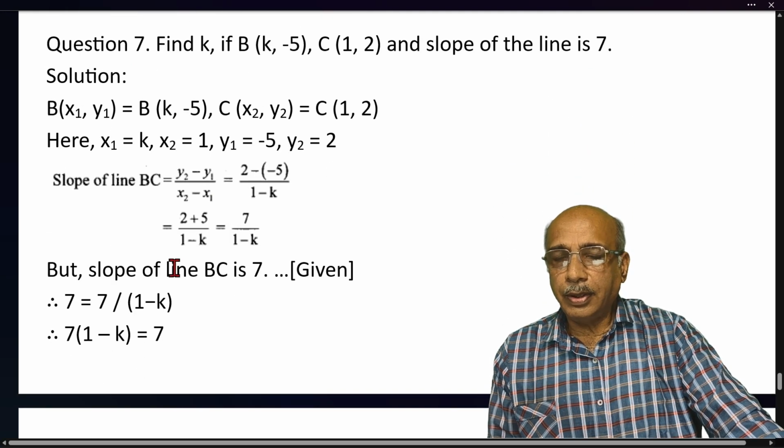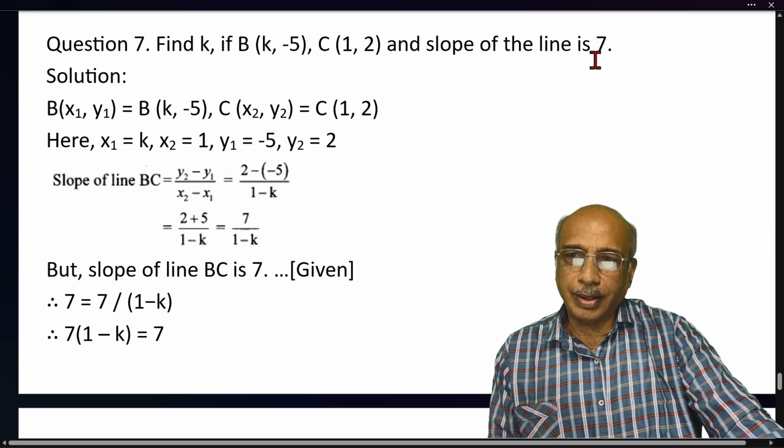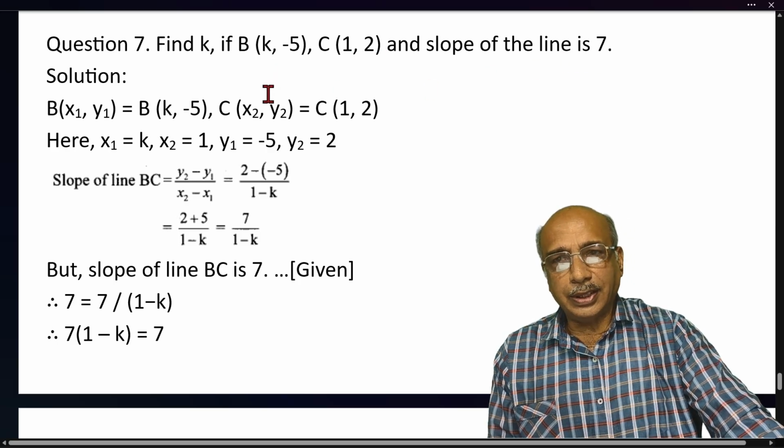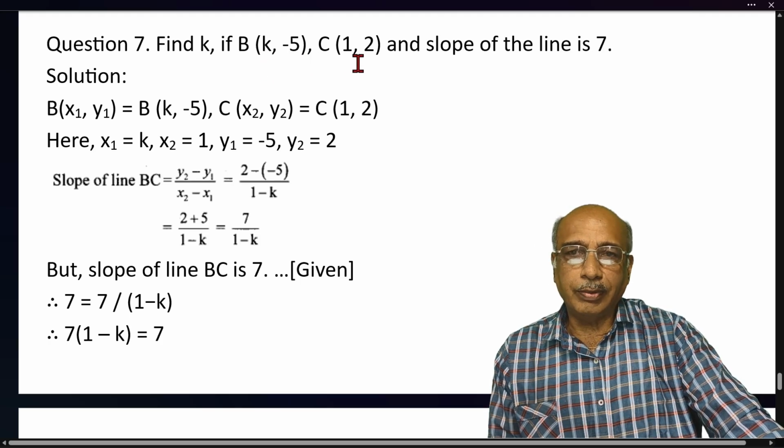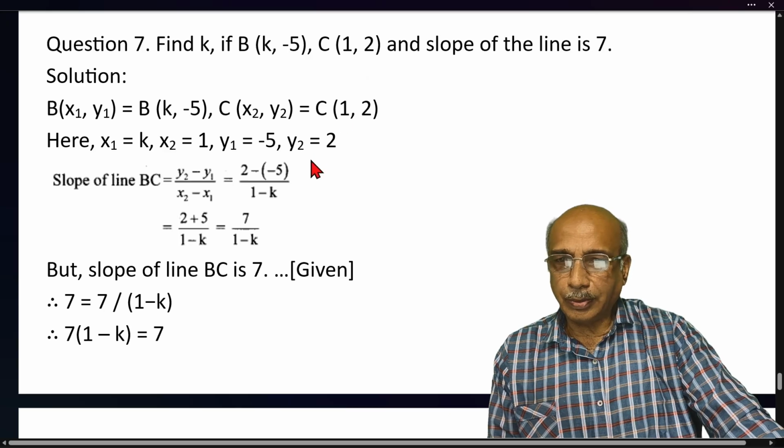Next problem. Find k if B is (k, minus 5), C is (1, 2) and the slope is given as 7. The method remains the same. Coordinates of B will be x1, y1. Coordinates of C will be x2, y2. Substitute the values and find the slope of line BC. You will calculate, it comes to 7 by 1 minus k.